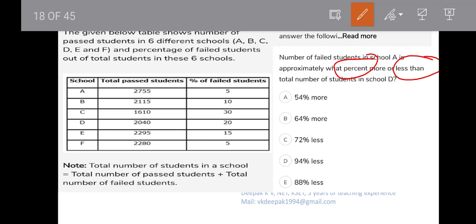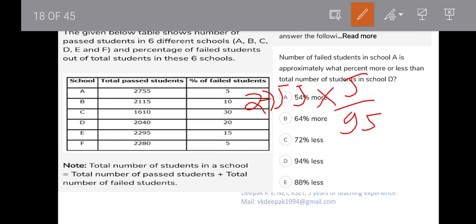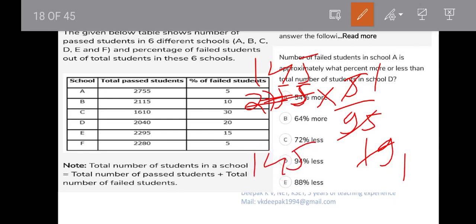So can we calculate it? What is the number of the failed students in school A? We can use the same technique of cross multiplication. It is 2755 into 5 by 95. You need not go for cross multiplication always. Once you understand the logic, you can calculate it simply. 5 ones are 5, 19s are. So whether 2755 is divisible by 19, we will try. 19 ones are 19. How much is remaining? 8 is remaining. 19 fours are 76. 9 is remaining. 9 and 5, 95, so 19 fives are 95. So 145 will be the total number of the failed students in school A.